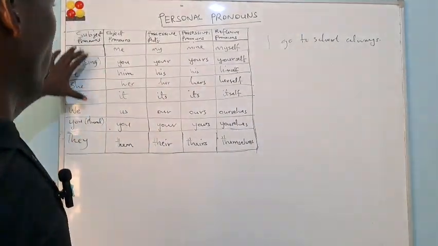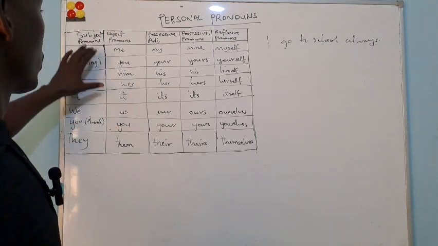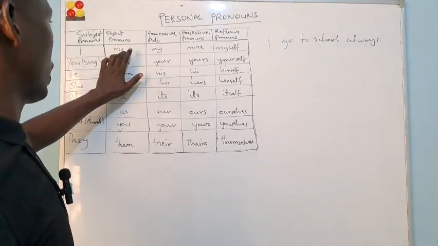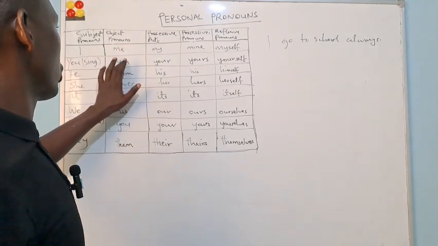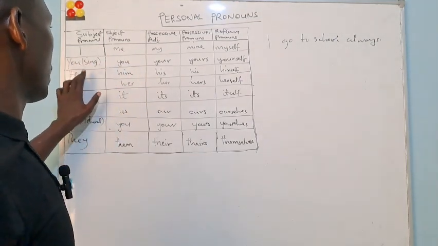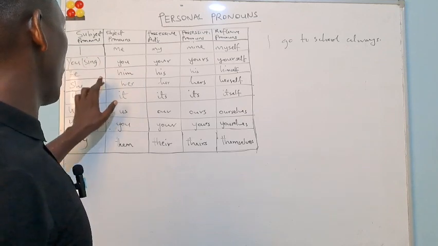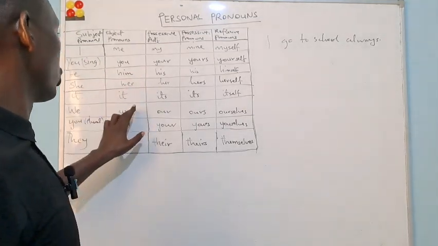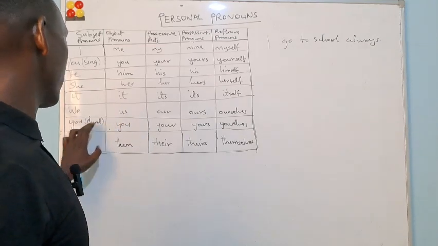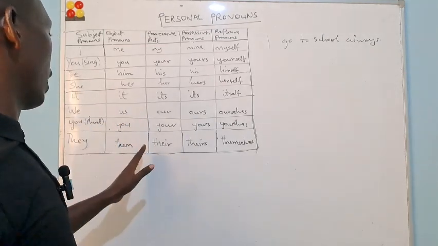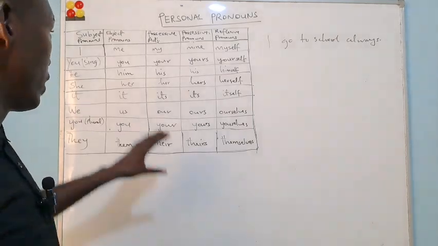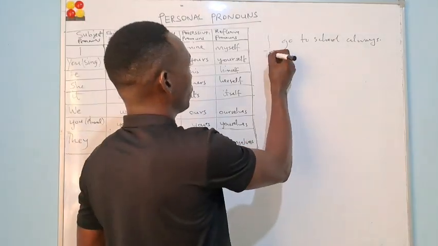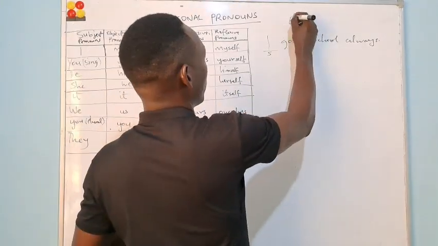Subject pronouns. We have object pronouns. So this one turns into this. I turns into me. Okay? You turns into you. This is you singular. He turns into him. She turns into her. It turns into it. We turns into us. You turns into you. They turns into them. You see, these are the object of the sentence. This is a subject, okay? These are examples, okay?